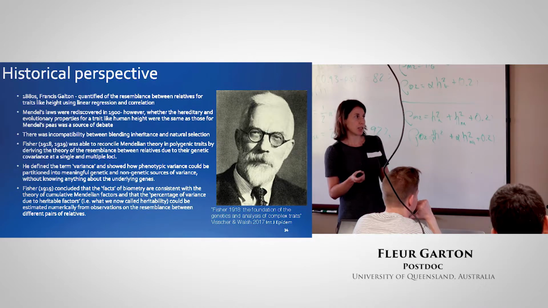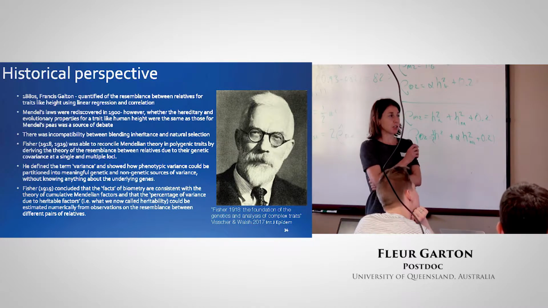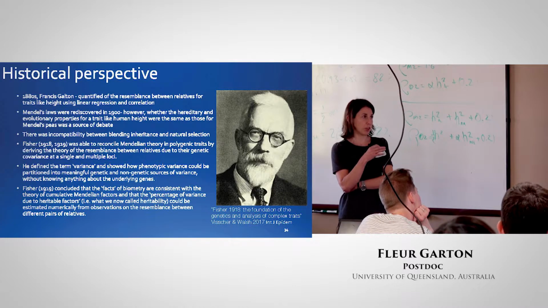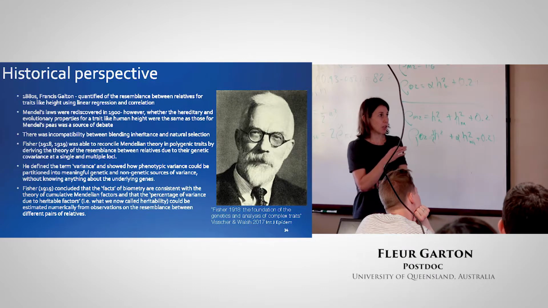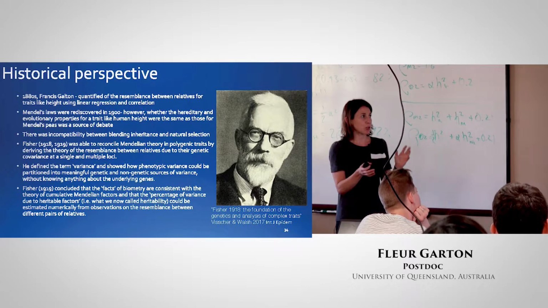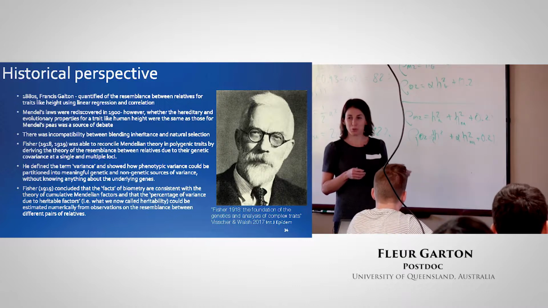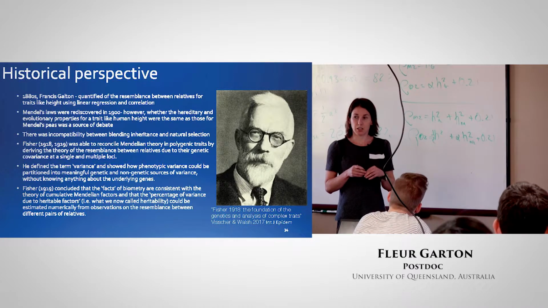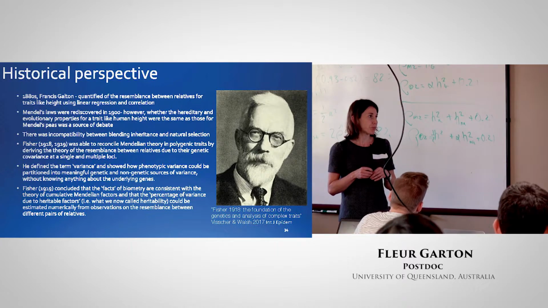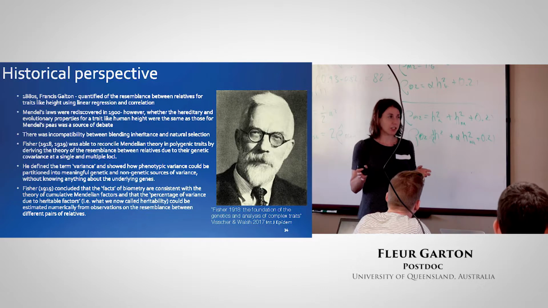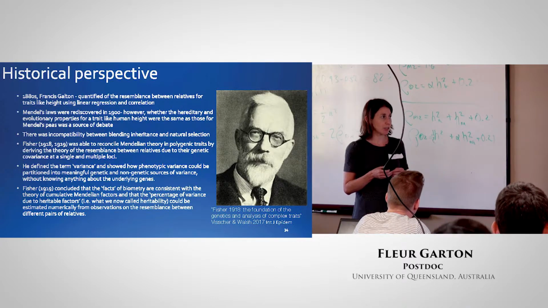In the 1880s, Francis Galton quantified the resemblance between relatives for traits like height, and I think we've heard this from David's talk this morning, but Mendel's laws were rediscovered in the 1900s. However, whether the hereditary or evolutionary properties for a trait like human height were the same as Mendel's peas was actually a source of debate at the time. So there was a real incompatibility between blending inheritance and natural selection.